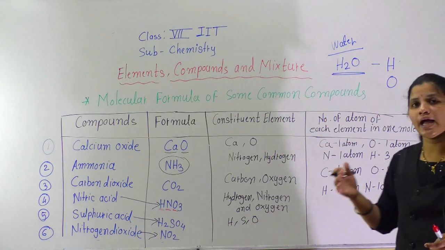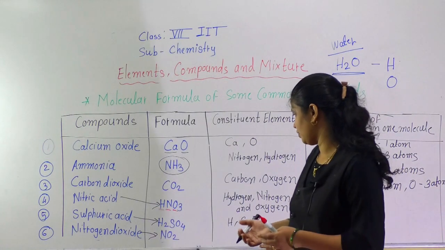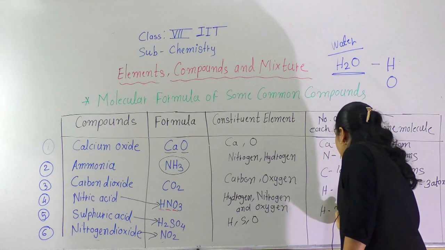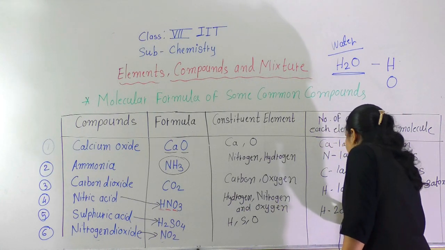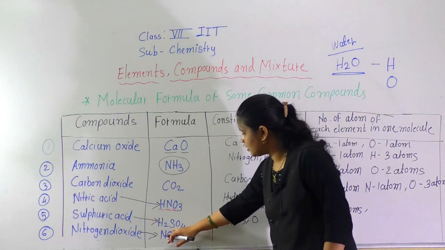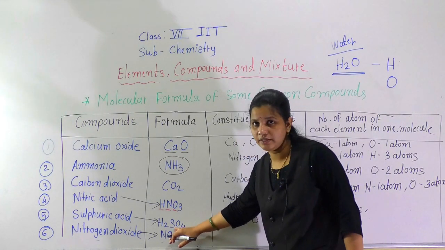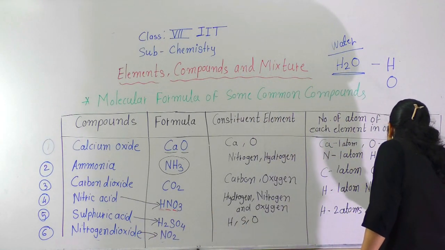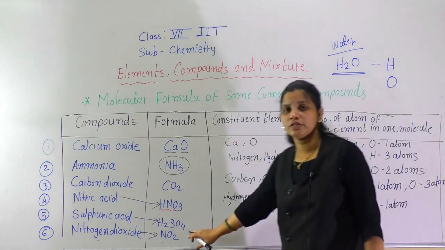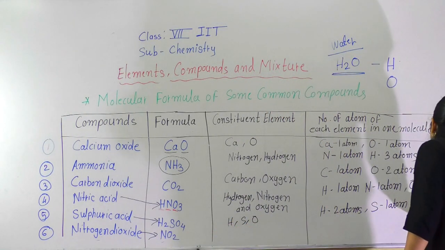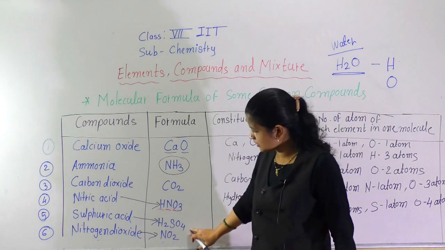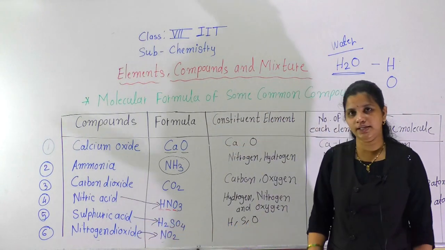Now, how many atoms of each element? Hydrogen, how many atoms? 2 atoms. Sulfur, is any number given? No, so sulfur one atom, and oxygen four atoms. Okay. Now see the next one, nitrogen dioxide.